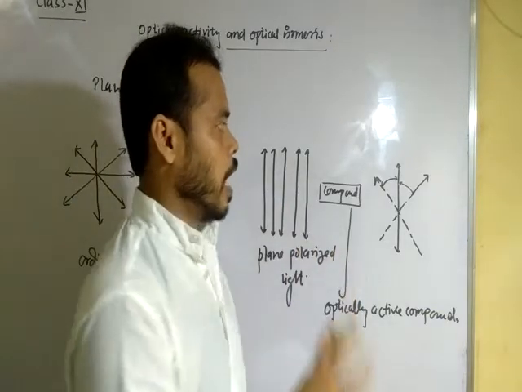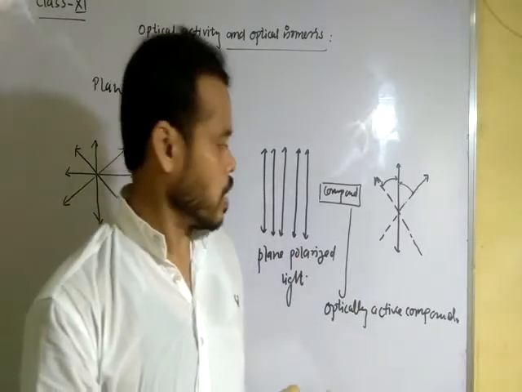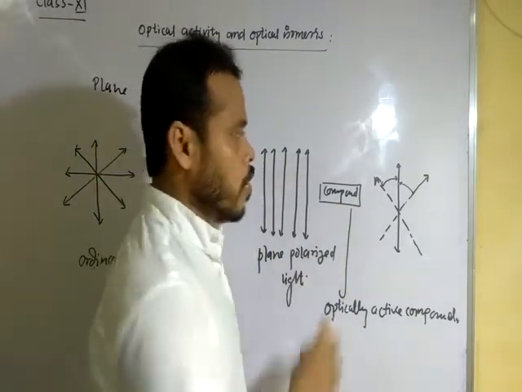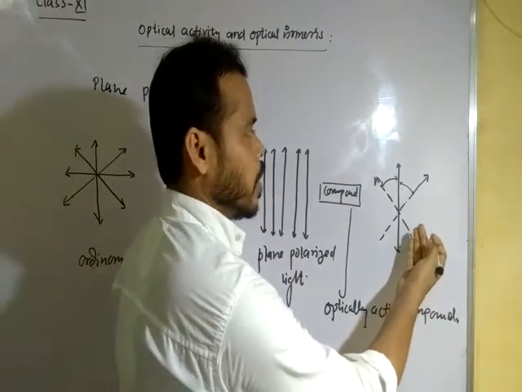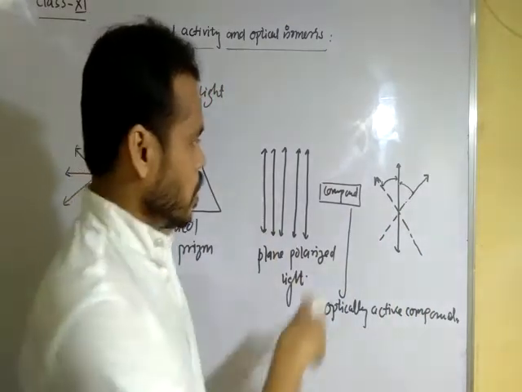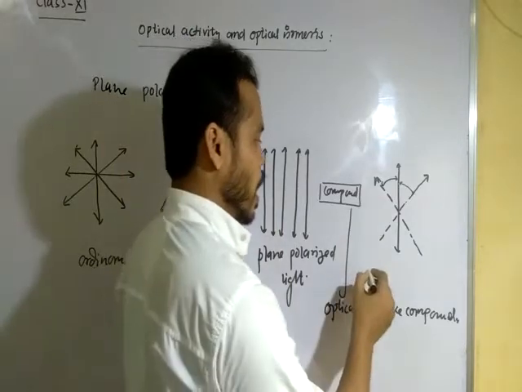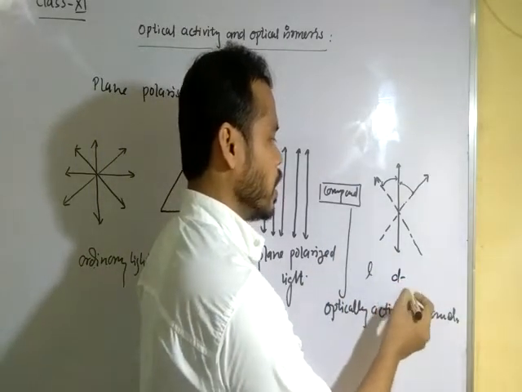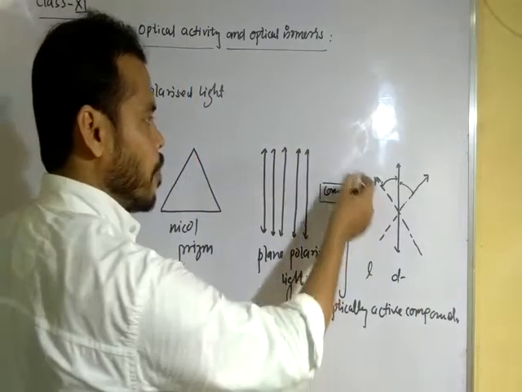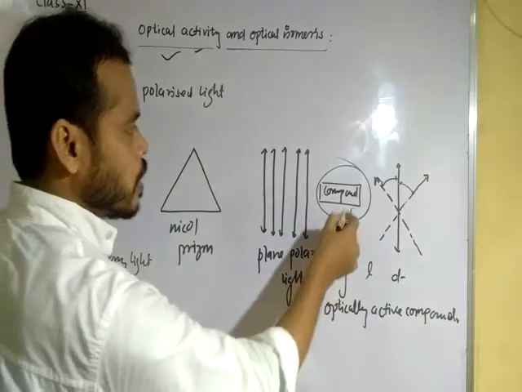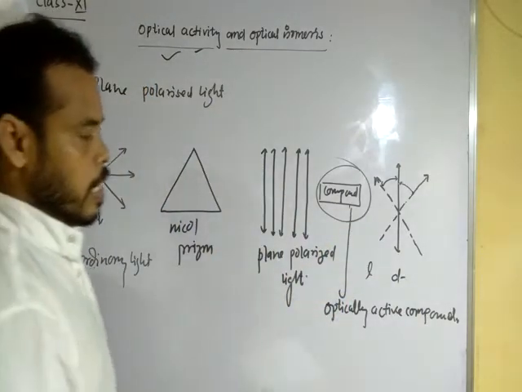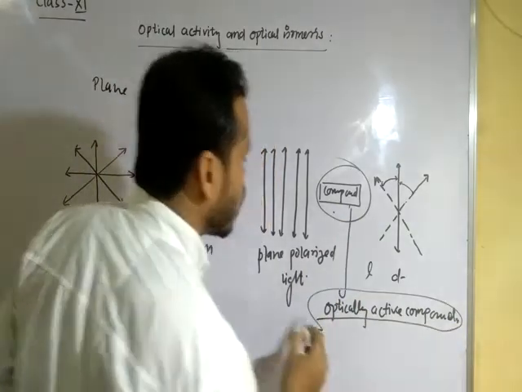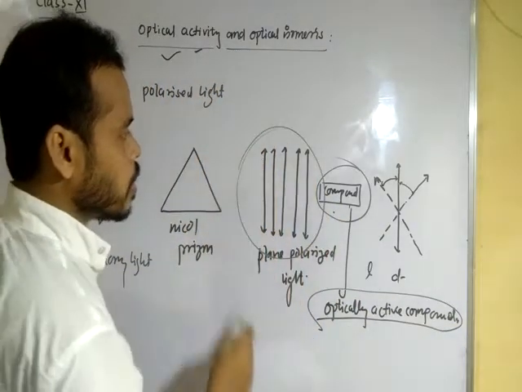If the compound has a tendency to rotate the plane polarized light in the clockwise direction, it is called dextrorotatory. If the compound has a tendency to rotate the plane polarized light to the left-hand side or anti-clockwise direction, it is called levorotatory and denoted by L. If it rotates in the clockwise direction, the compound is called the D form, the dextrorotatory compound. So the compound is called optically active because it has a tendency to rotate the plane polarized light.